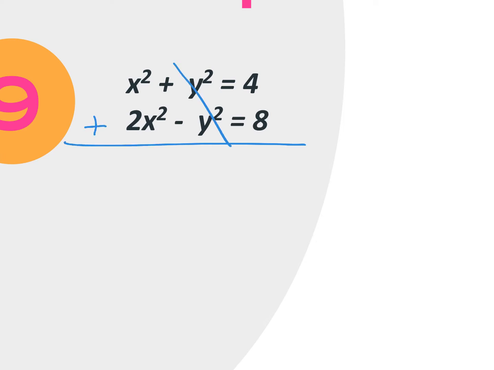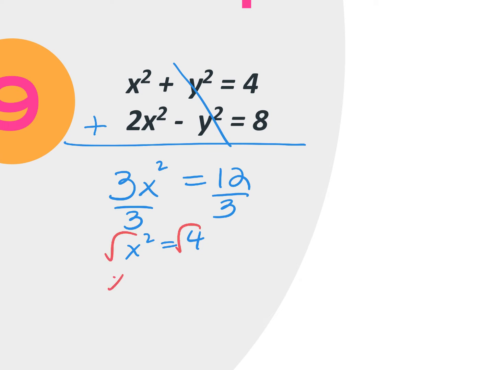Notice the y squareds cancel. And now I'm left with 3x squared equals 12. Divide by 3. X squared equals 4. Now you can either move it over and set it equal to 0 and factor it. I'm just going to use the square root method. Just remember when you do this, you get plus and minus 2.